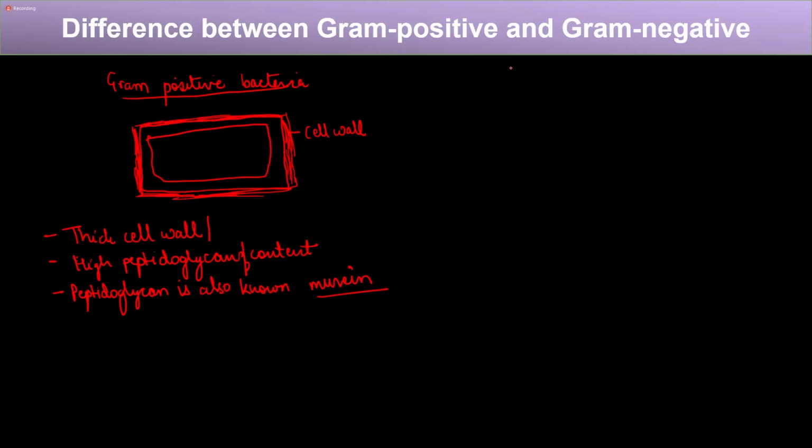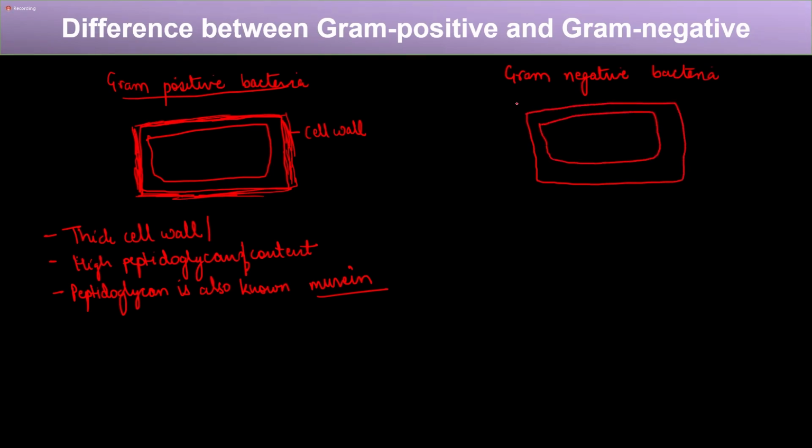Now, if we talk about gram-negative bacteria, how does a gram-negative bacteria look? If we draw the structure of a gram-negative bacteria, this is the cell wall. Inside it is a plasma membrane, and it also has one more layer above it. This layer is made up of lipid, and it is called the lipopolysaccharide layer. And this is your peptidoglycan layer. Together they form the cell wall.